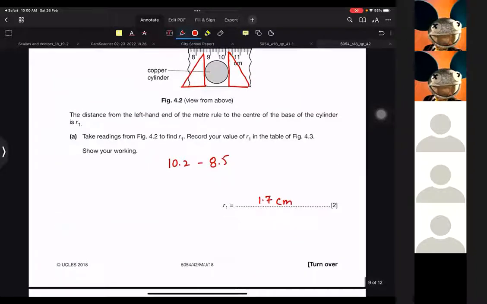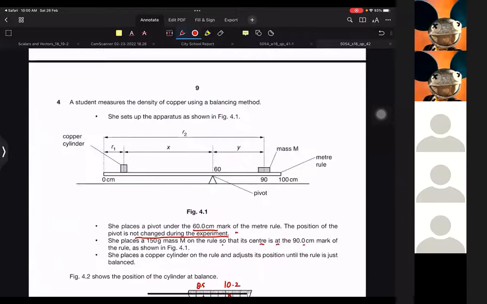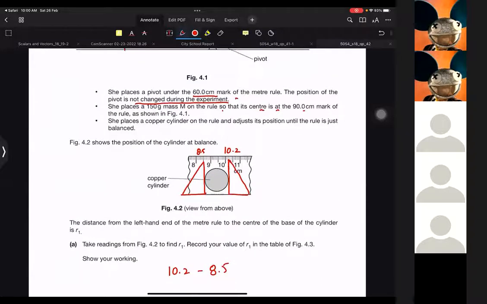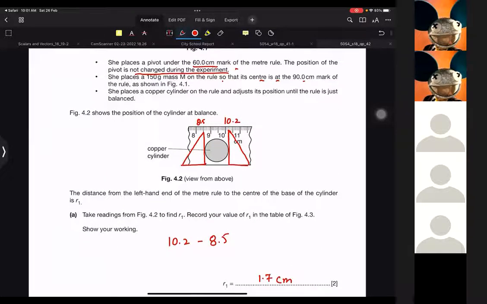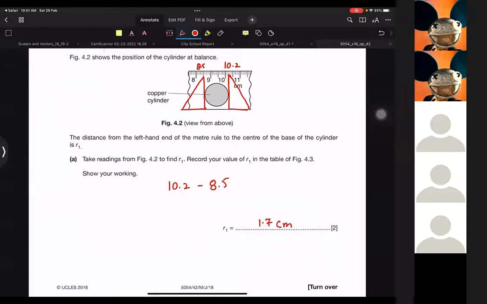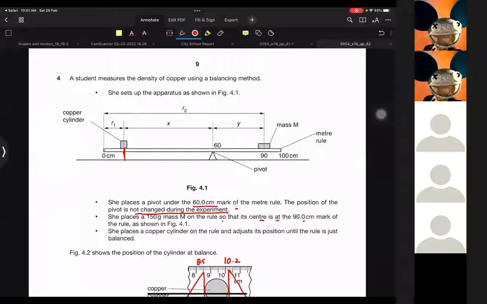Okay. So the missing values of X and Y, let's look at that now. They have given you a cylinder, right? We found R1 earlier, right? What is R1? R1 was the distance from 0 to the center.